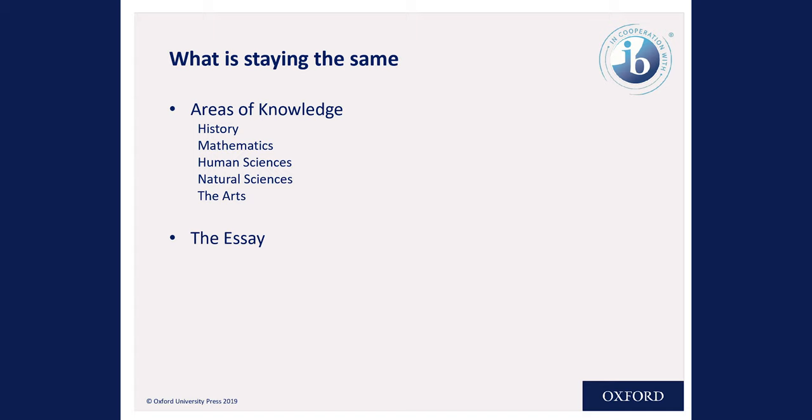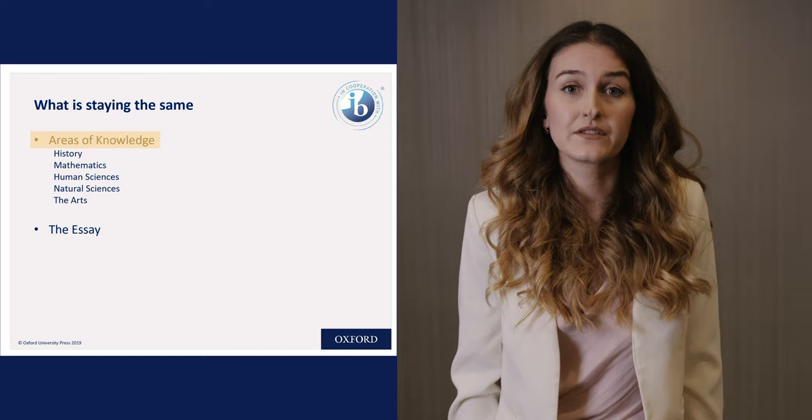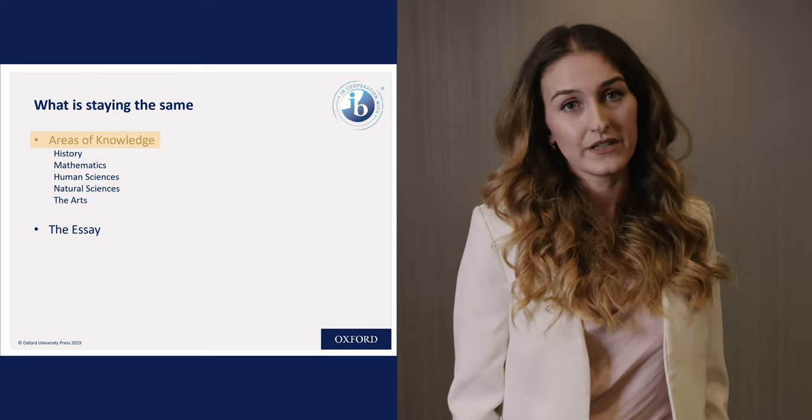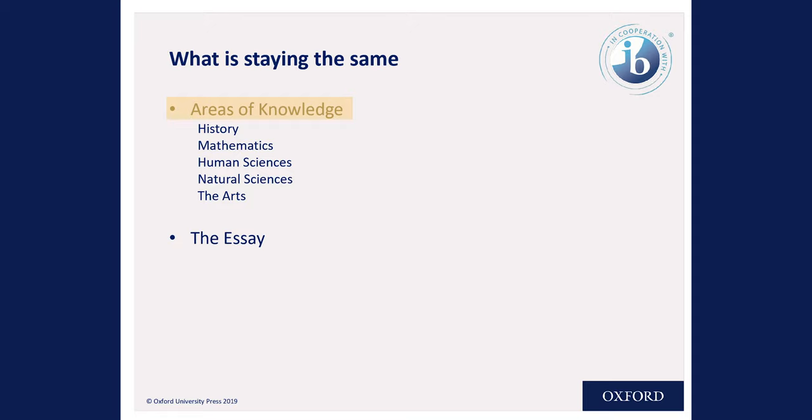Now on to a couple of things that are already familiar to you and that are staying the same. The first big one is the areas of knowledge. You will see a slightly shorter list, but every one of them that shows up on this list is already an area of knowledge. So the five areas of knowledge that are going to be mandatory to teach in Theory of Knowledge are history, mathematics, the human sciences, the natural sciences, and the arts.